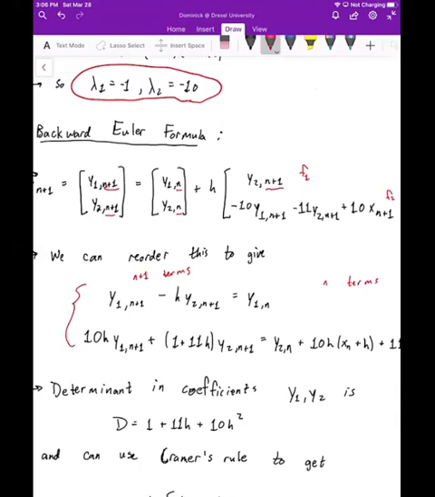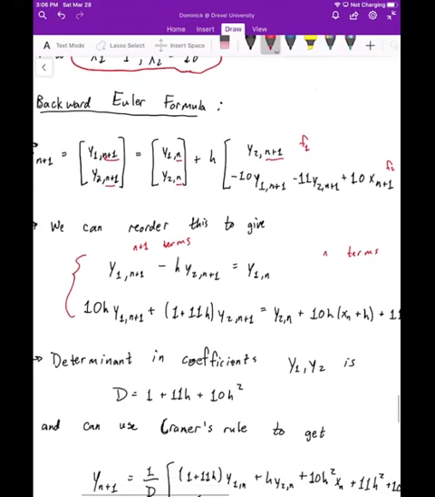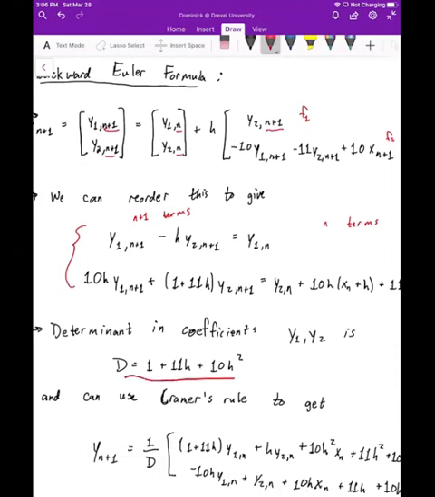Now, if we take our coefficient matrix and find our determinant, you'll find that your determinant is 1 plus 11h plus 10h squared. If you form the coefficient matrix and take that determinant, it's fairly easy to show that this is what you would get for your determinant.